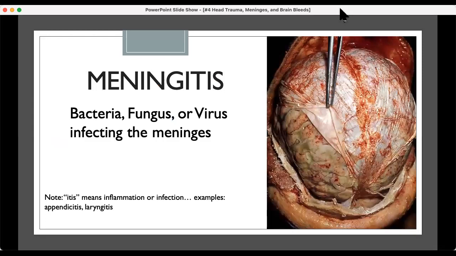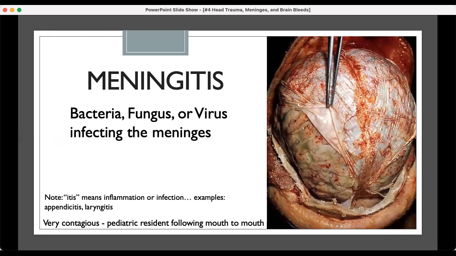This is a cadaver specimen showing the dura pulled back by the forceps. And underneath it actually is the inflammation. And you'll see the actual pus, the green fluid here is the infection. This is an extremely contagious infection.